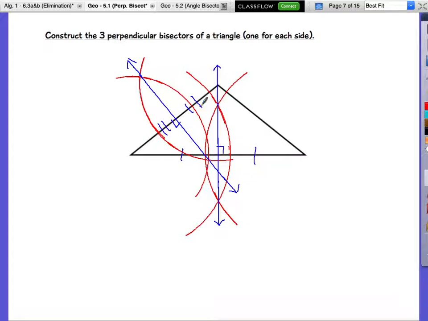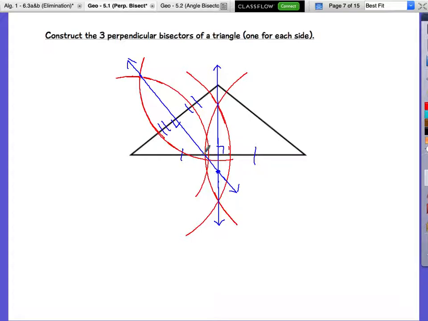And if we do it correctly, all three perpendicular bisectors, my blue lines, should meet at one point. They should all meet at this point below the triangle like this. So if we do it correctly, all of our points should be there. So go ahead and start working. I'm going to come around as people ask.